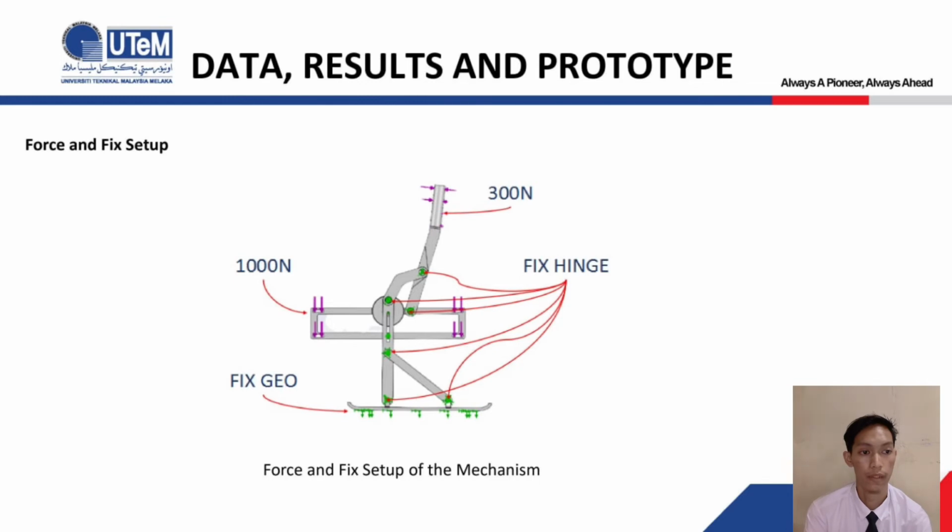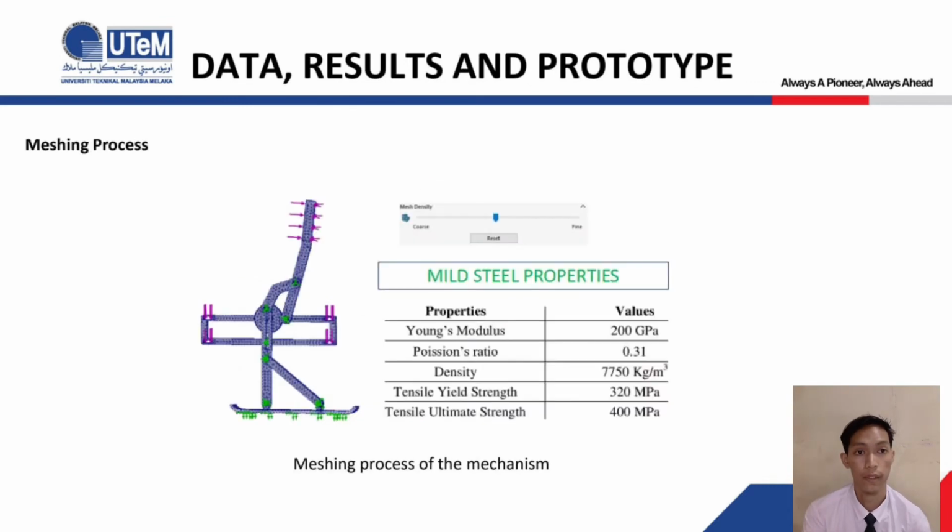For the spot that has a hinge, it has been set to fixed, and the base has also been fixed to the hinge, so the mechanism will not unplug during the testing session. Next, we go for the meshing process. As you can see from the software, the material that has been used for the mechanism is mild steel.